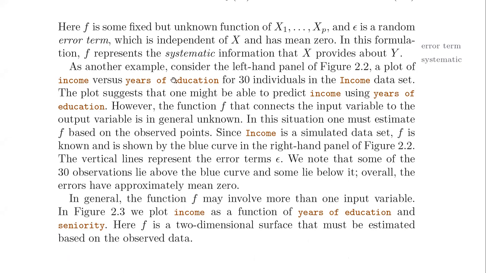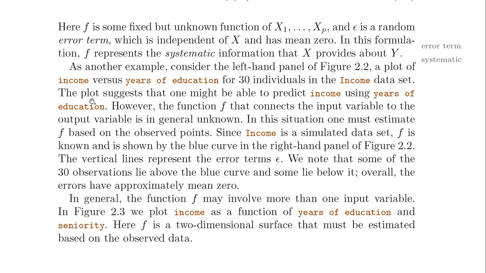Let's read it again. As another example, consider the left-hand panel of figure 2.2, a plot of income versus years of education for 30 individuals. Years of education just means how many years each observation has done at school. So you're not looking at the specific degree. In a way, I guess you could refine it. You could say, okay, years of education, but is it a STEM subject, etc.